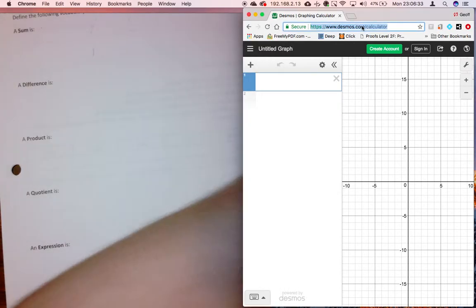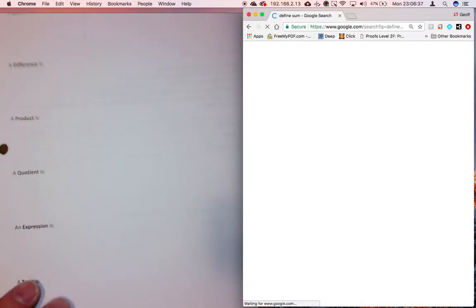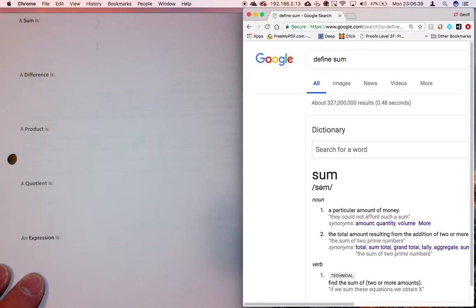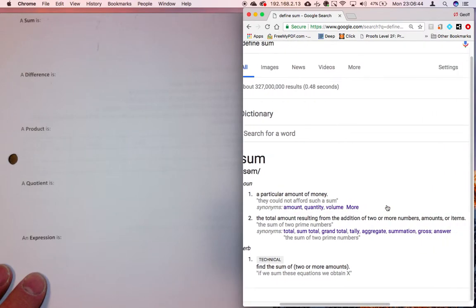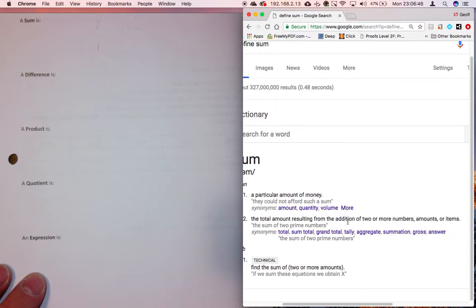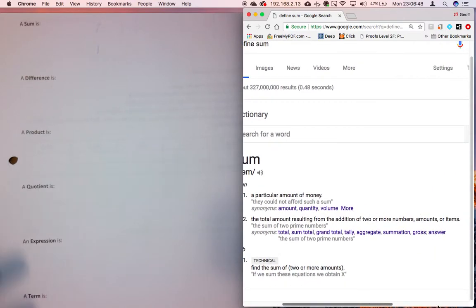Okay, we got some terms. Define the following vocabulary words. Let's bring in some Dr. Math type things. So, define sum. All right, a sum is a particular amount of money. Yeah, cool. Oh, here we go. The total amount resulting from the addition of 2 or more numbers, amounts, or items.